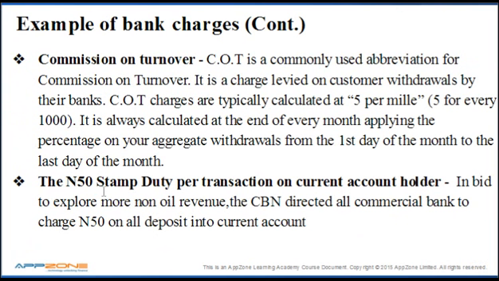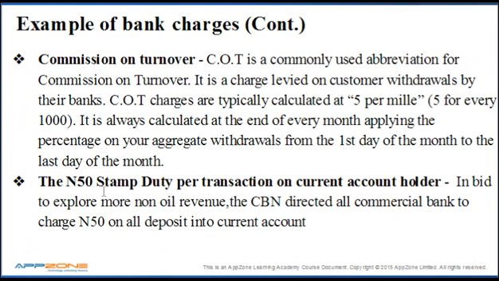So let's also look at commission on turnover, which we've earlier explained, but let's just look at it again. COT is a commonly used abbreviation for commission on turnover. It is a charge levied on customer withdrawals by the bank. COT charges are typically calculated at 5 naira per mil. The 5 naira per mil means 5 naira for every 1,000. It is always calculated at the end of the month, applying the percentage on your aggregate withdrawals from the first day of the month to the last day of the month.